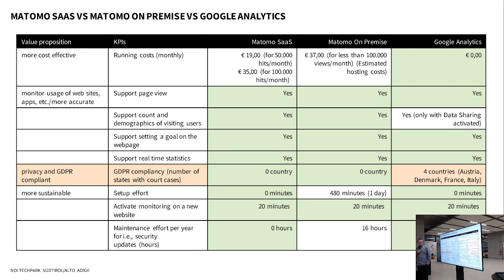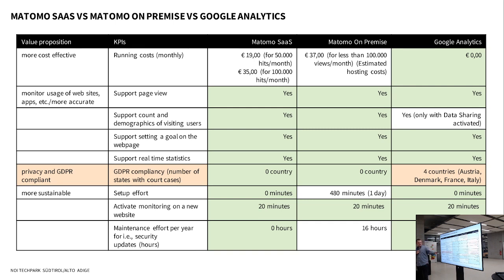Then the other was that it supports setting a goal on the web page, and all three services have that. Also real-time statistics, and then the GDPR compliance. When we started doing this, I think only Austria and France, there were 2 countries, now there are 4 that are against Google Analytics, and you don't have this problem with Matomo.